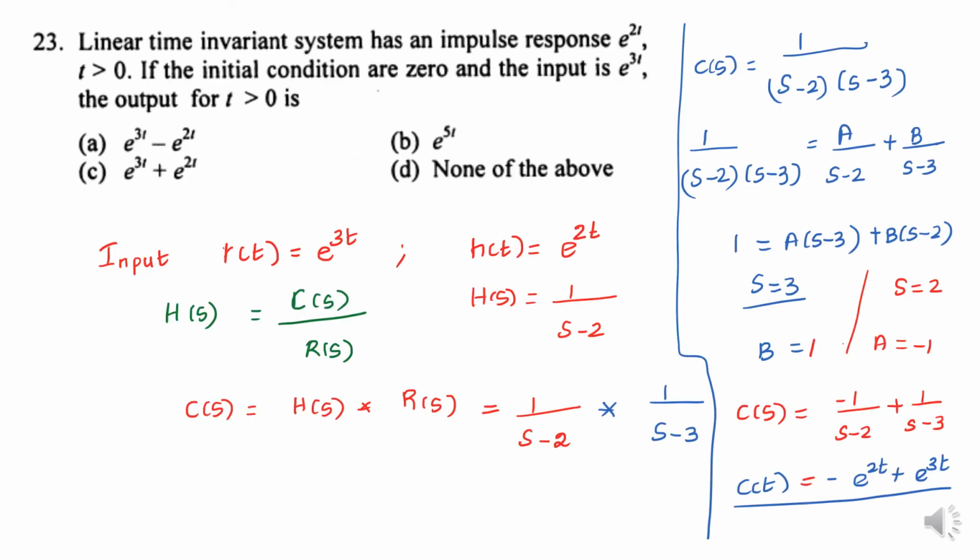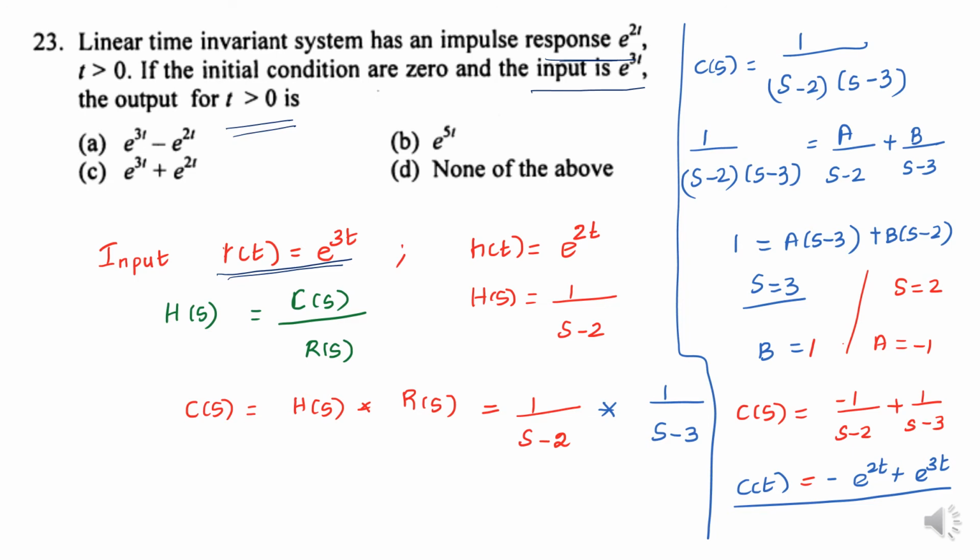Next problem, linear time invariant system has an impulse response e power 2t, t greater than 0. If the initial conditions are 0, then input is e power 3t. Output t greater than 0 is. What are the values given? Impulse response is given, input is given. So how to find out the output? Output is h of s into r of s. Impulse response into r of s. So here the time domain it is given r of t equal to e power 3t.